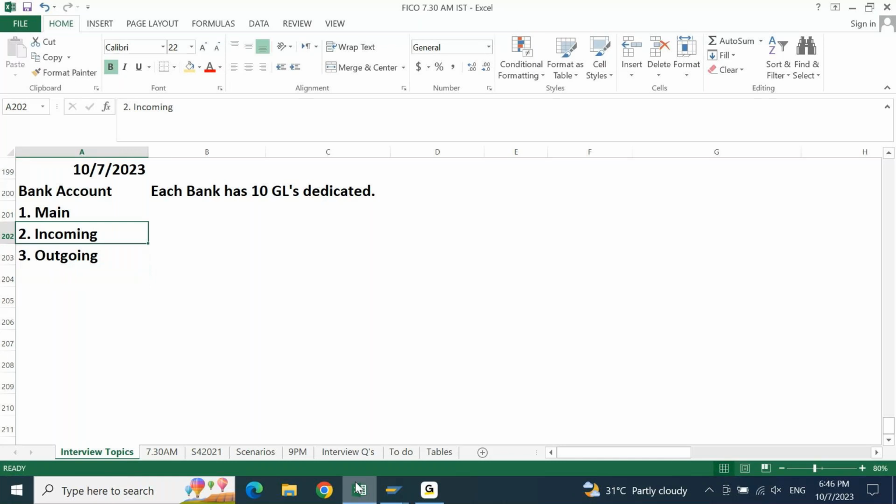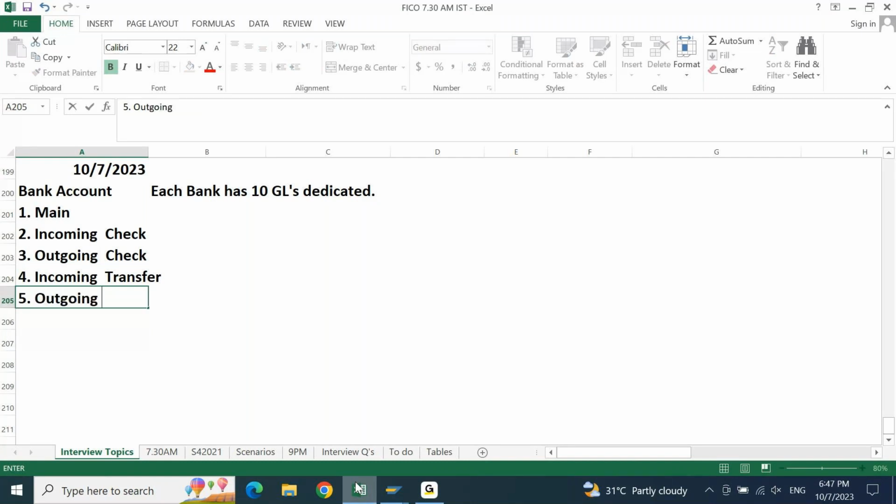But you don't directly create an incoming account. It is again based on the mode of payment. If you are talking about check, this will be your incoming for checks, and this is outgoing for checks. Similarly, you may also have bank transfers, correct? Getting my point? Similarly, bank transfer, wire transfer.